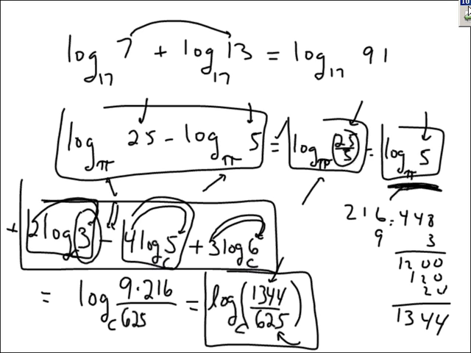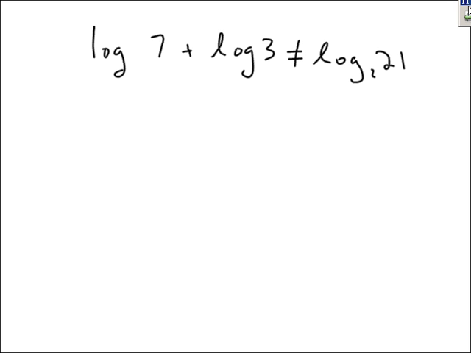Log of A plus log of B will not equal log of A times B if the base associated with log A is not the same as the base associated with log B. In other words, if you have log of 7 plus log of 3, this will not equal the log of 21 if the bases are different. I don't care what base you put there, they won't be equal.